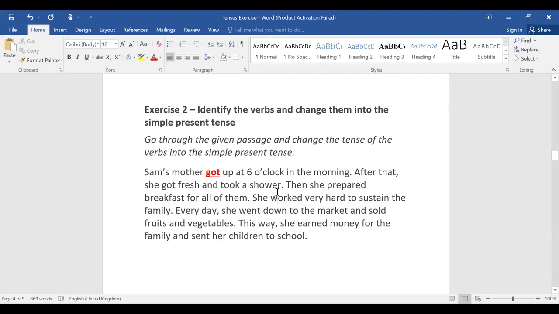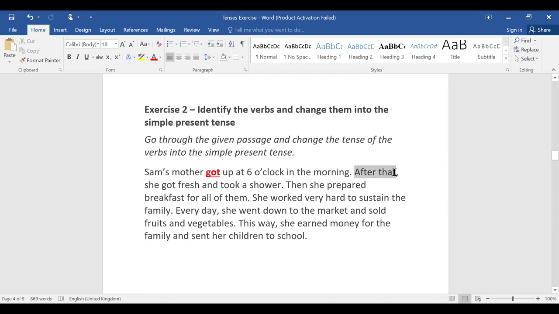So Sam's mother got up at 6 o'clock in the morning. Is there any other verb in this sentence? No, sir. Okay, so remember a verb is an action word. Is there any action word in there? No. Good. Let's go to the second sentence.